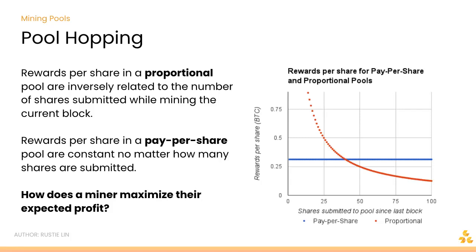On the other hand, for rewards per share in a pay per share pool, in this blue line, they're going to stay constant no matter how many shares are submitted. So this intersection right here, after this amount of shares are submitted, is when it becomes less profitable to be in a proportional model than it is to be in a pay per share model. So once you get past here, you might want to hop from a proportional pool to a pay per share pool. So yeah, that's how a miner would maximize their expected profit, by hopping pools.